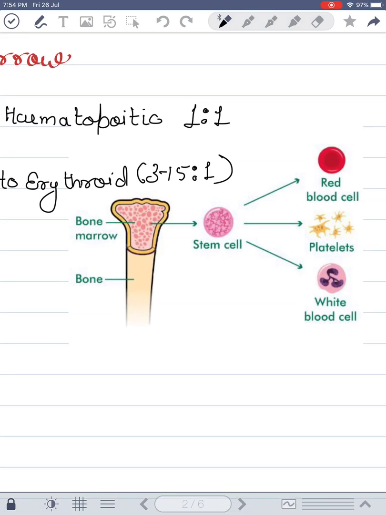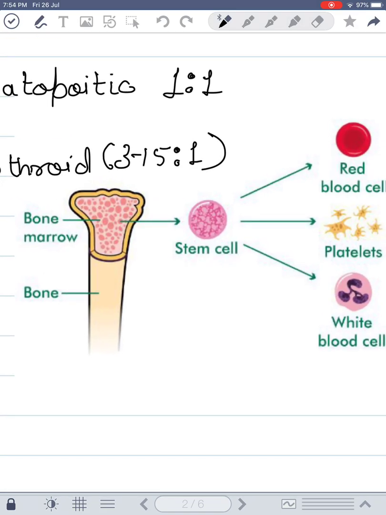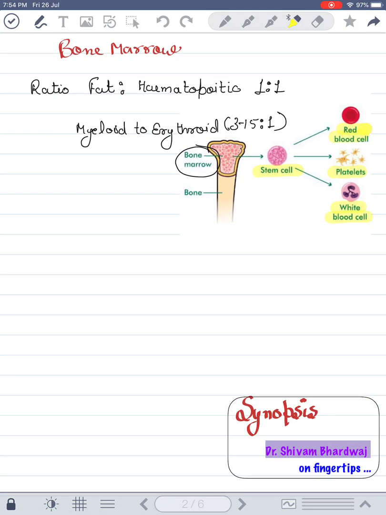So when we talk about the bone marrow, we can see here that this is the bone marrow, and in this bone marrow we have stem cells, and these stem cells are going to produce different types of cells, whether red blood cells, platelets, or leukocytes. We'll be discussing everything about this in detail.